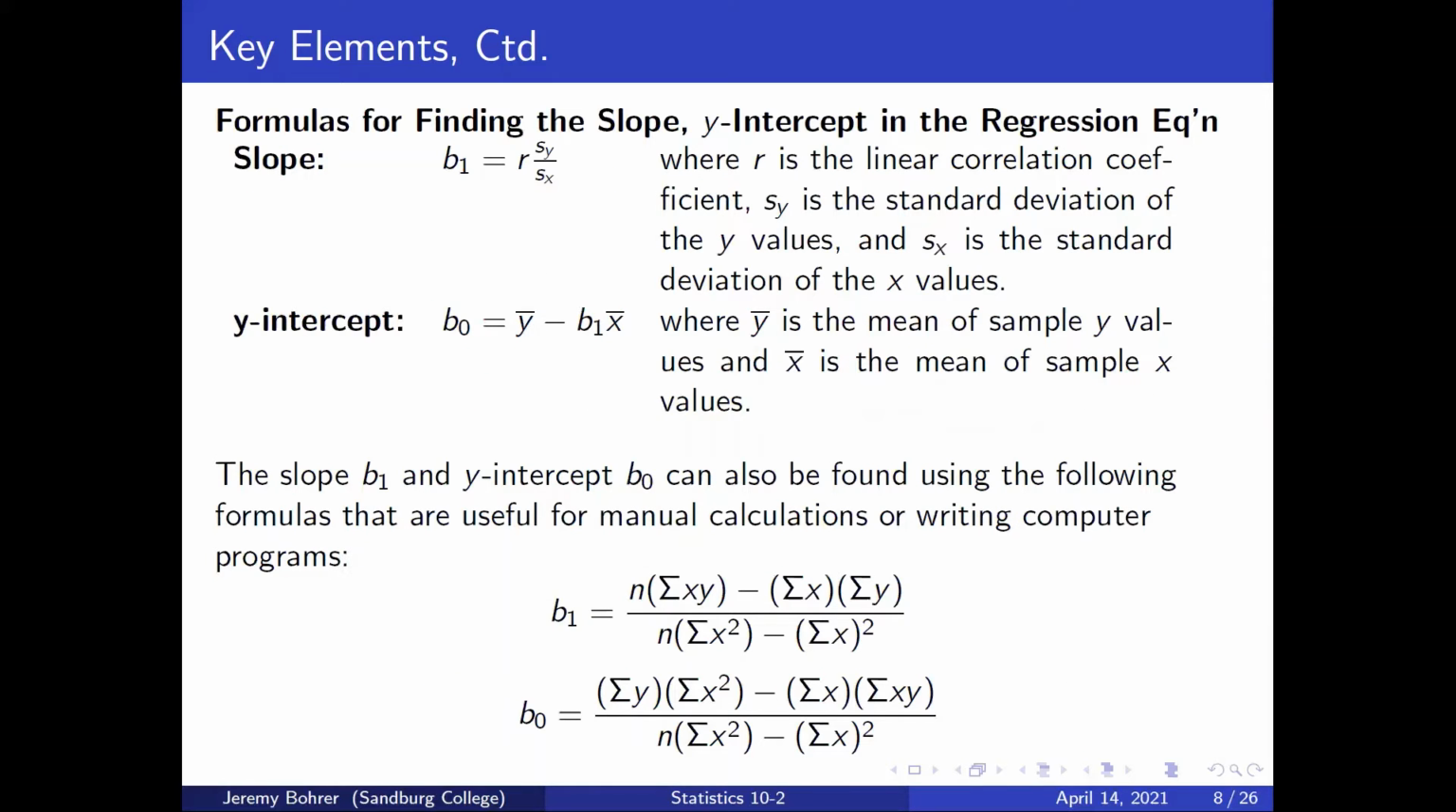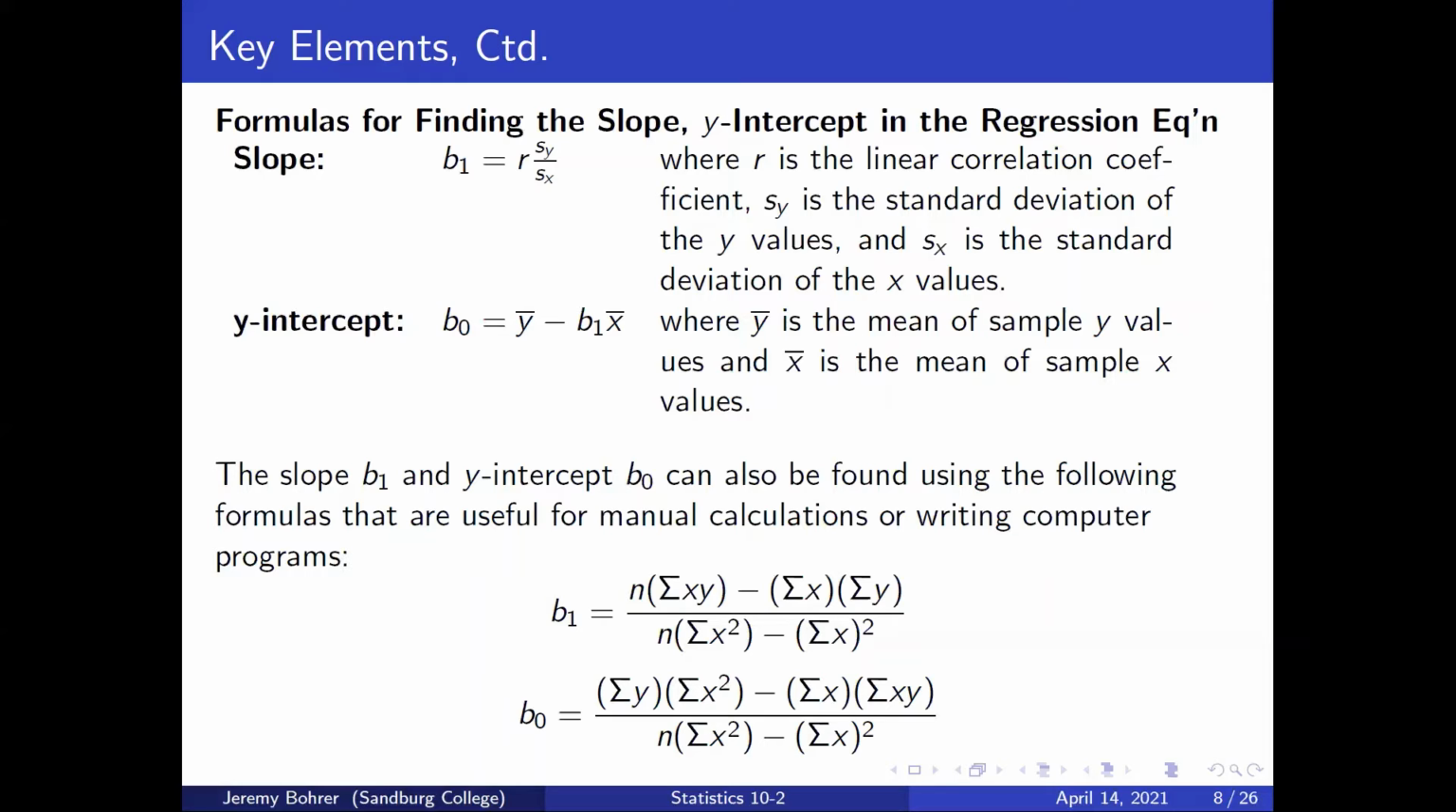Formulas for finding the slope and y-intercept in the regression equation. The slope is b1 equals r times s sub y over s sub x, where r is the linear correlation coefficient, s sub y is the standard deviation of the y values, and s sub x is the standard deviation of the x values. The y-intercept, b naught, is equal to y bar minus b1 times x bar, where y bar is the mean of sample y values and x bar is the mean of sample x values.